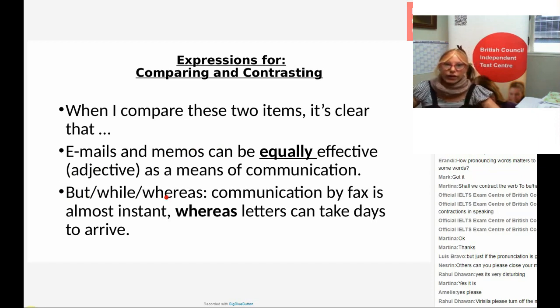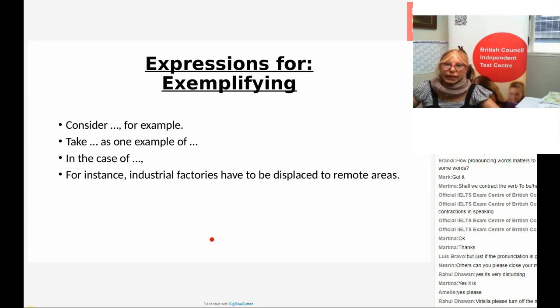Okay, we've got some other very simple ones here. But, while, whereas. Communication by fax is almost instant, whereas letters can take days to arrive. Communication by fax is almost instant, while letters can take days to arrive. Communication by fax is almost instant, but letters can take days to arrive. Okay, nice simple ones there. I like this one here, equally.